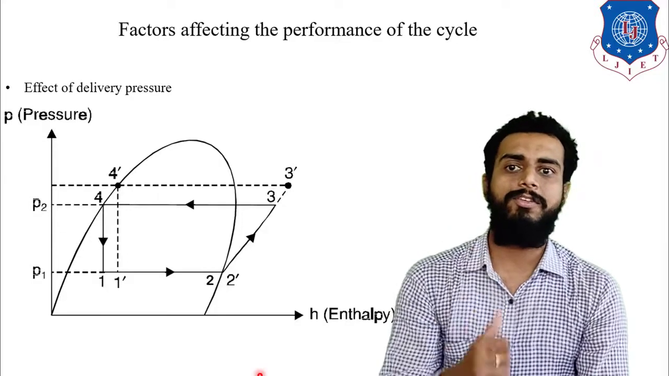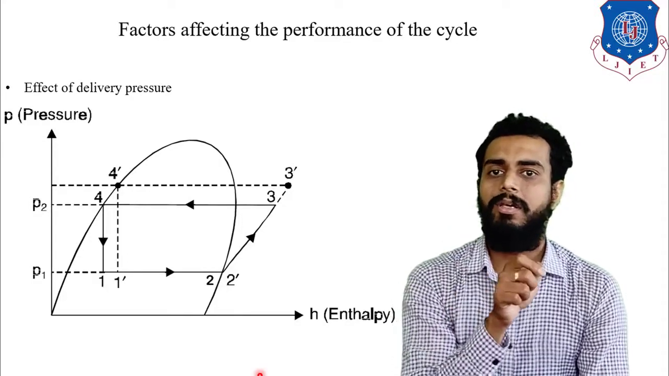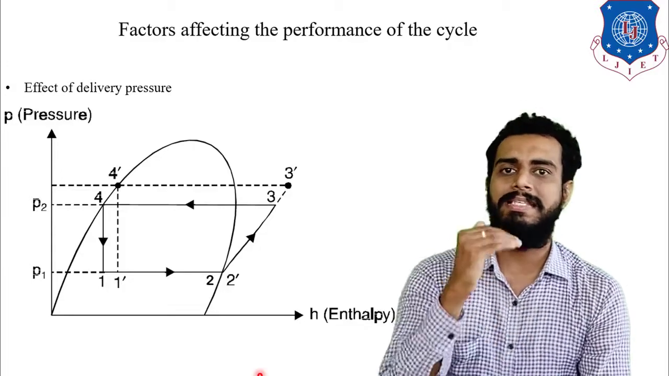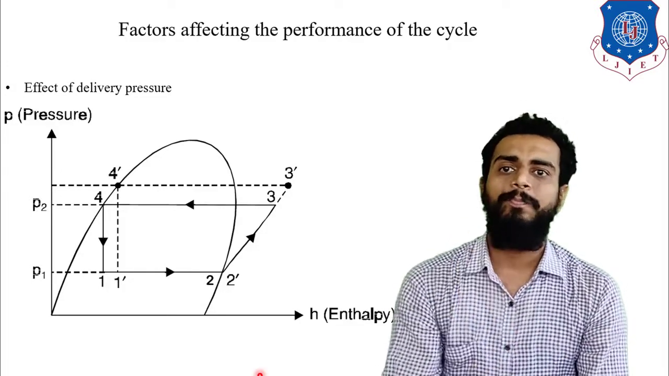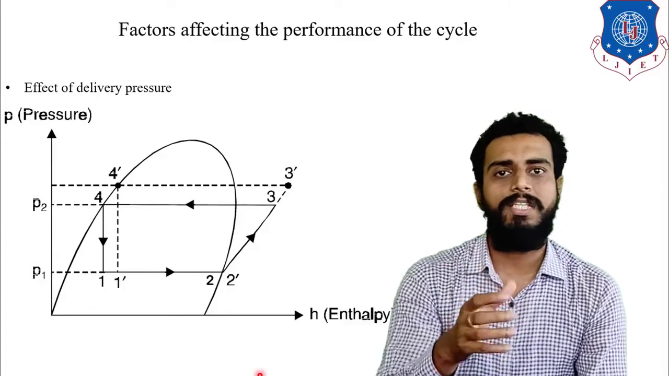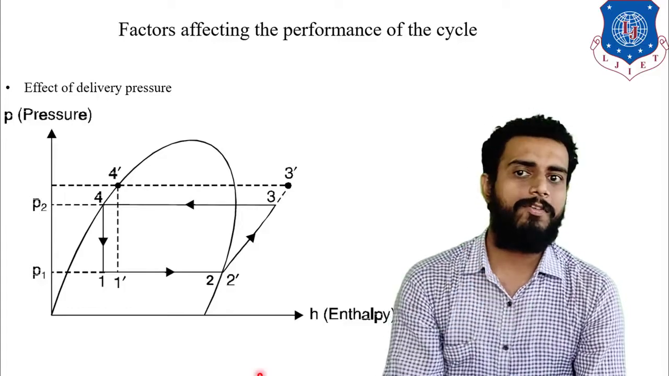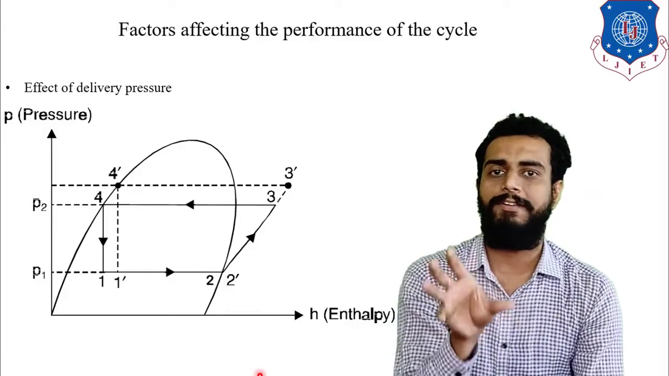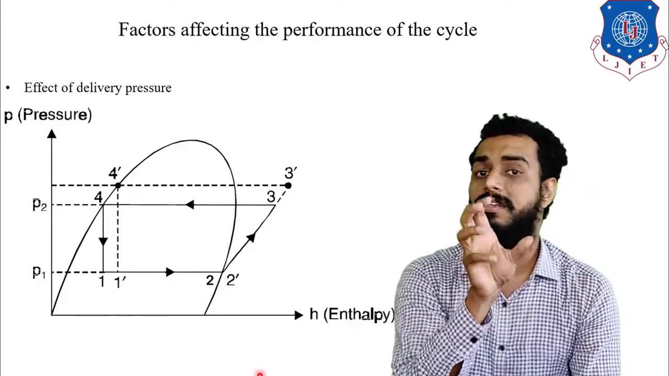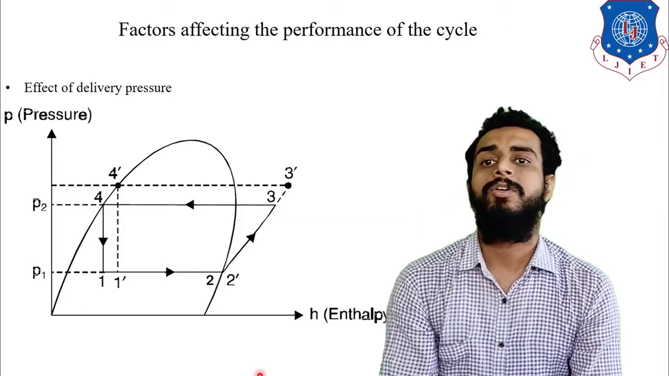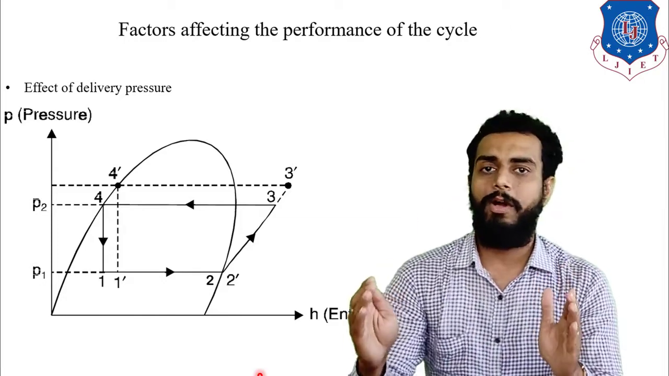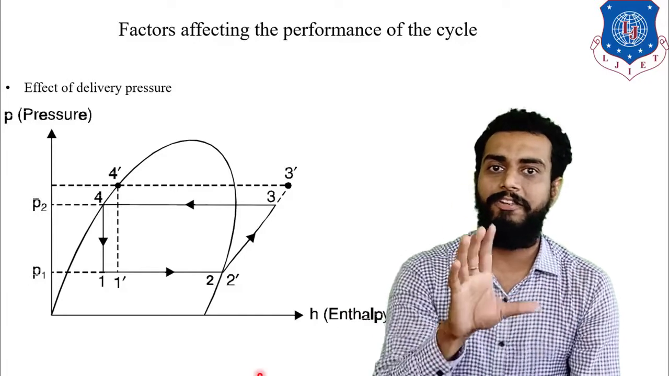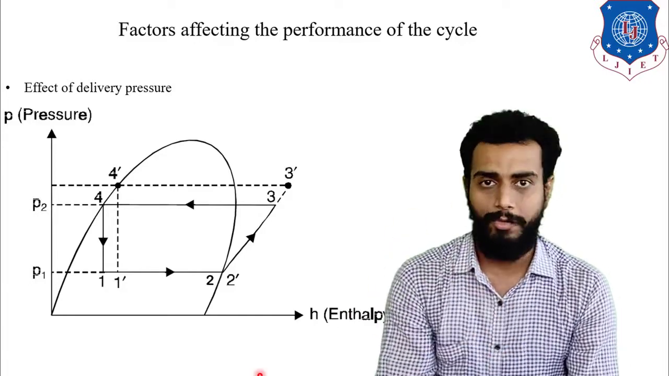The revised cycle is shown over here by 1 dash, 2 dash, 3 dash, 4 dash, because the pressure has increased. Let us observe the effect of this. Our aim is to do the refrigeration, which means the refrigeration effect should be high. Here you can observe that compared to 1-2, your 1 dash-2 dash is having a small value. That means the refrigerating effect has reduced by some amount.